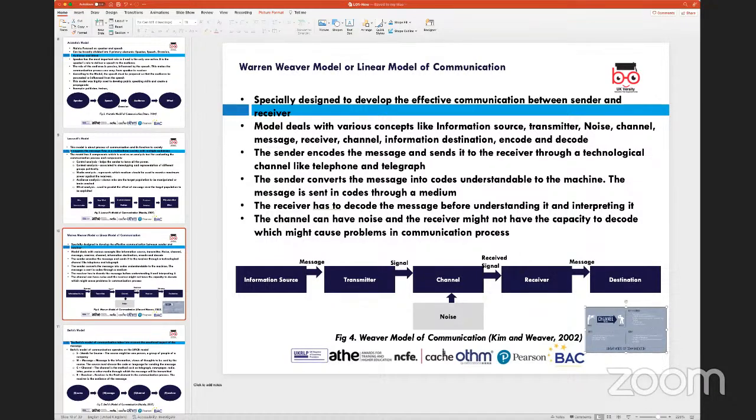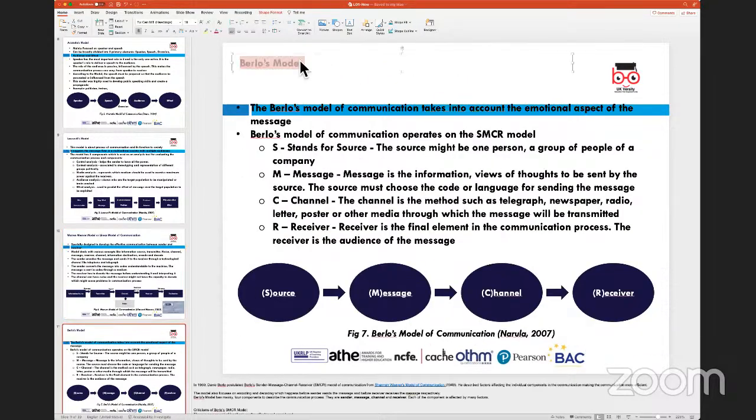Now, this particular model focuses on systems and communication system as a usage for the purposes of sending messages across. The next model that we look at is Berlo's Model. Berlo's Model of communication takes into account the emotional aspect of the message.